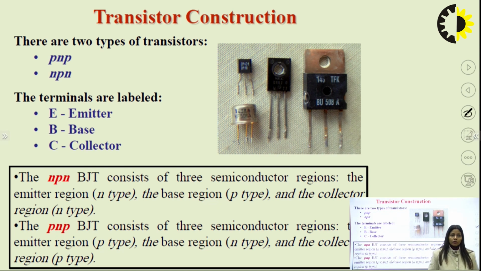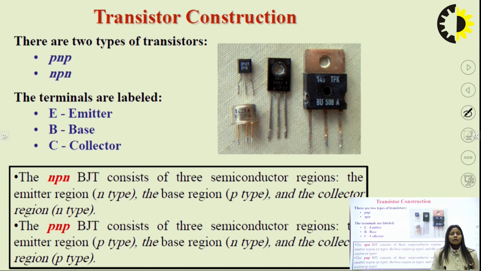So what is PNP and NPN? So NPN is made up of two diodes. First will be the N and P, first diode, and then the second diode PN. So P will be the common to both the N regions. So this is an NPN transistor, and PNP, the N will be common to both the P type of semiconductor.